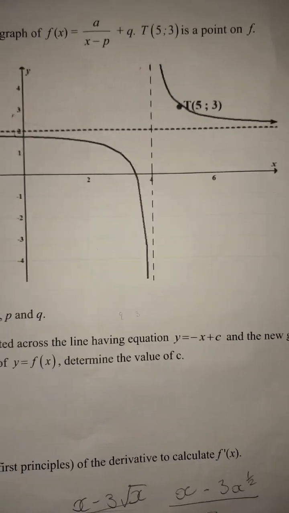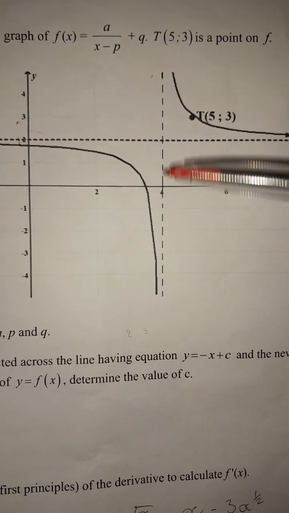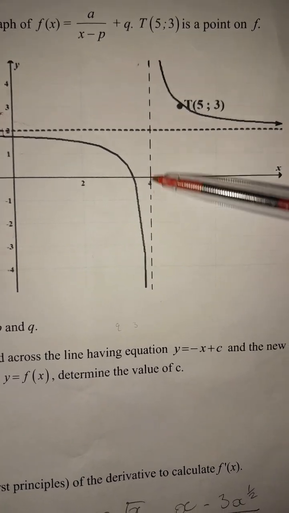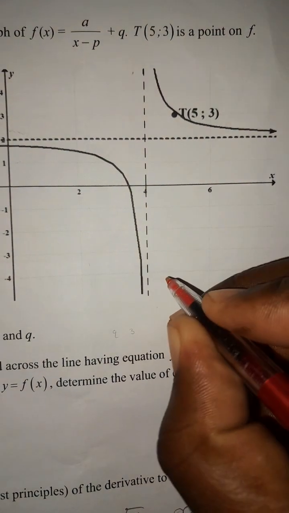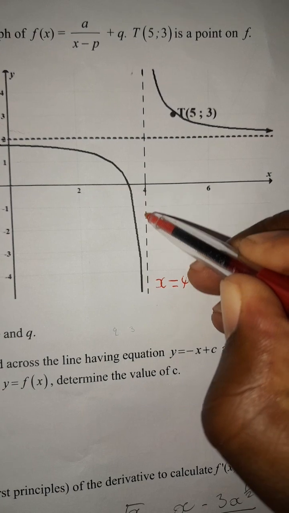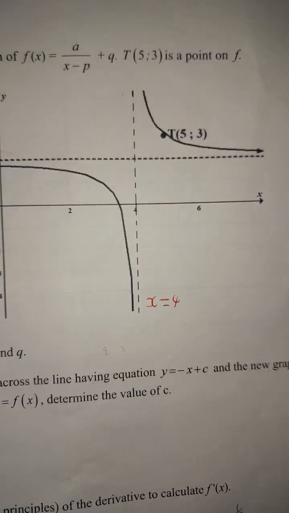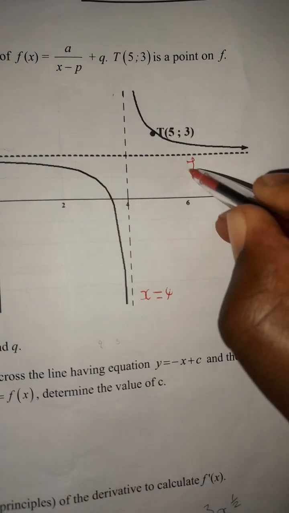Then what is interesting, guys, here is that we are given the asymptotes. These dotted lines are the asymptotes, but this is a vertical one. So the vertical one here is x is equal to 4. As we can see, it cuts at 4. Then there's another one here, which is y is equal to 2.